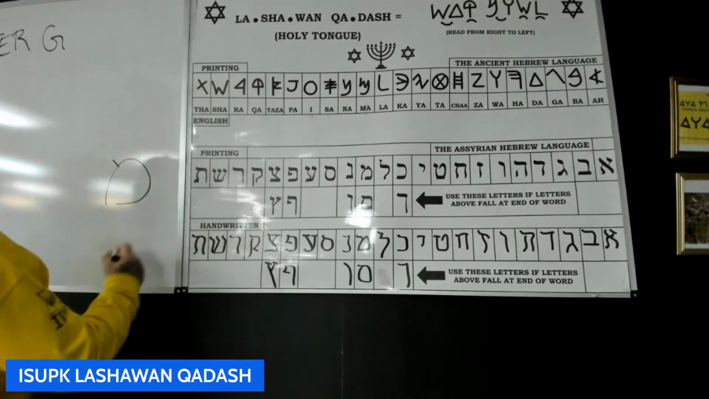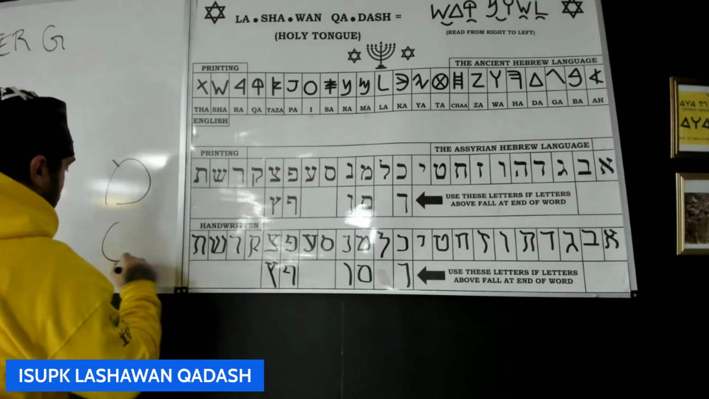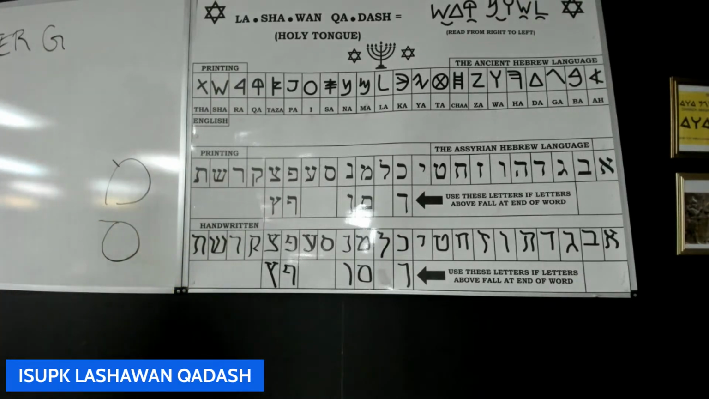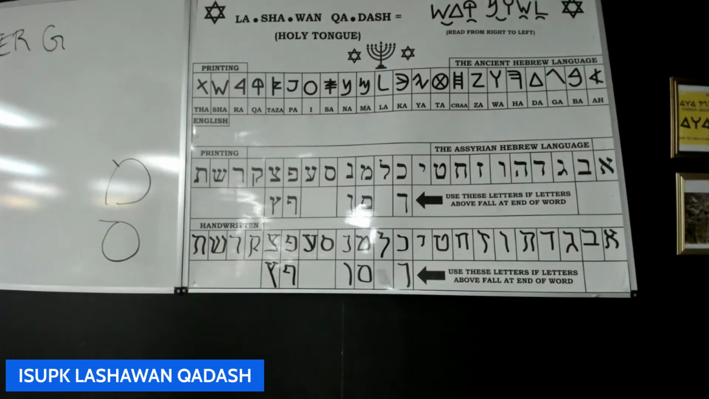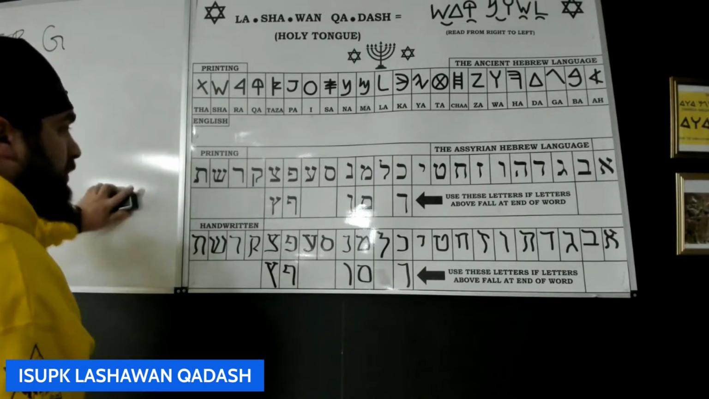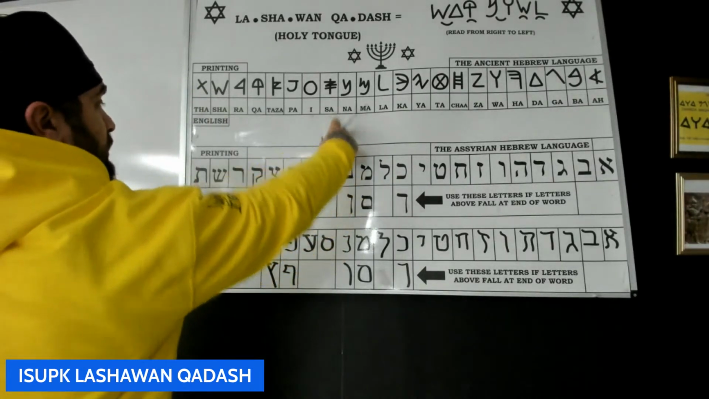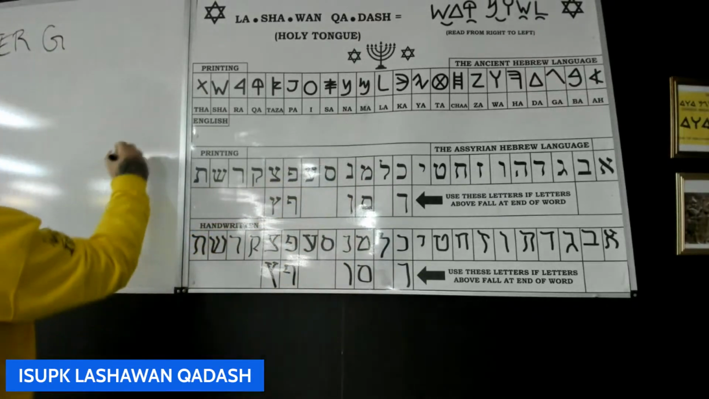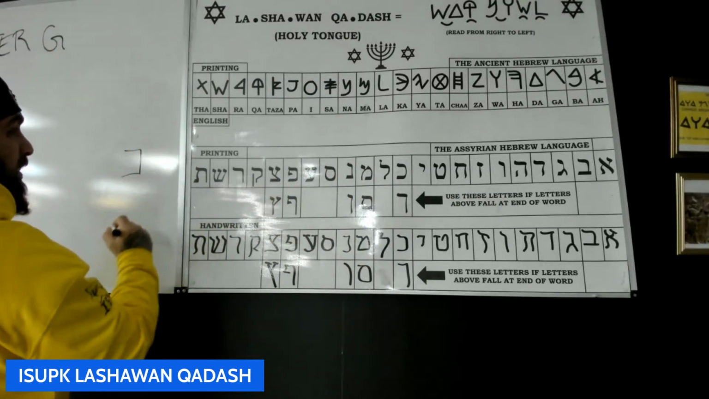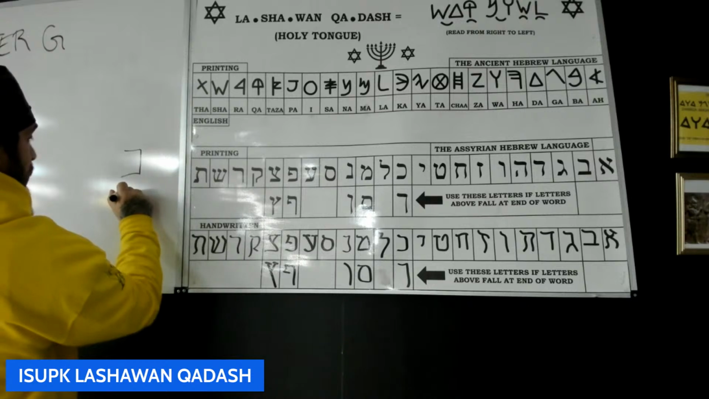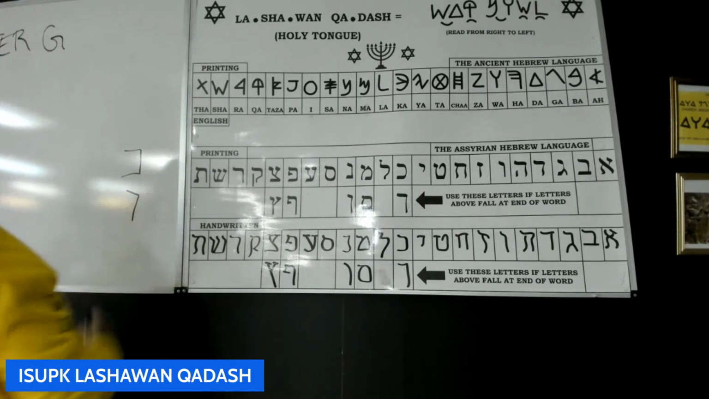This is Ma. Then at the end of the word, Ma will look like that. Next one's going to be Na. So Na directly at the bottom is going to look like that. And then if it's at the end of the word, it's going to be like that.